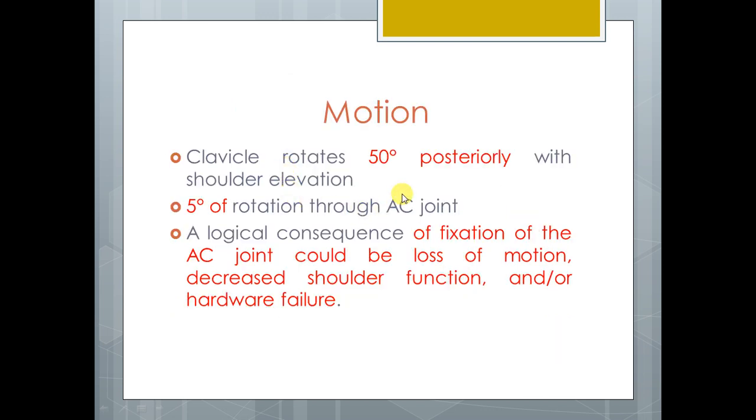There is a lot of motion here. The clavicle rotates about 50 degrees, 5 of them occur at the AC joint and the remaining occur at the sternoclavicular joint, in synchronous motion with the scapula. But due to even this little amount of rotation and even translation, when you do a rigid fixation, you affect the shoulder function and there is an incidence of implant failure. So you have to remove it once the ligament has healed.